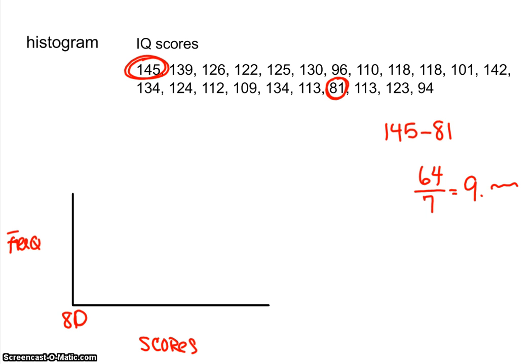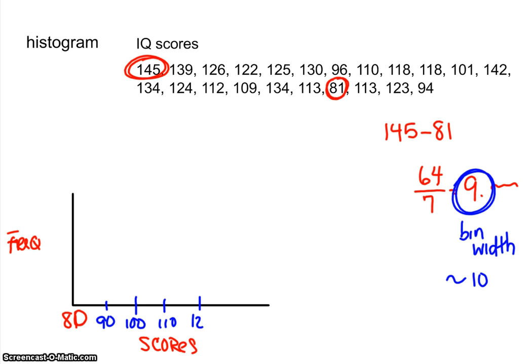So I'm going to round it off, and this is going to become my bin width. A bin width of 9. Now, really not a great bin width. We can round these off too. So what I'm actually going to do is go by tens, because I can count by tens really easy. So 90, 100, 110, 120, 130, and I got to make sure I go past my highest value of 145.